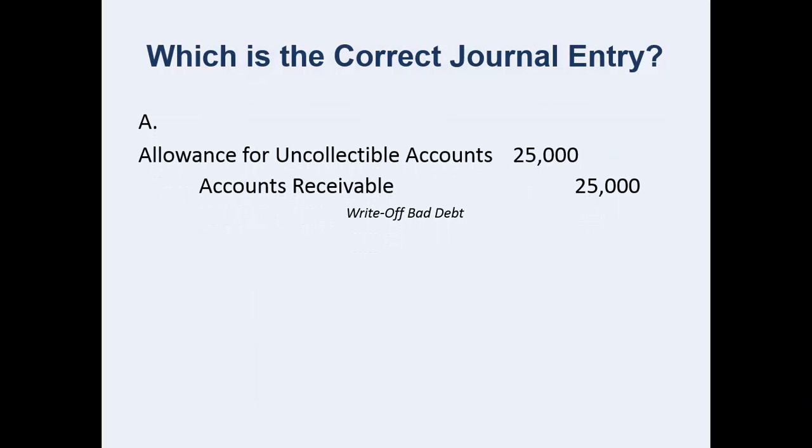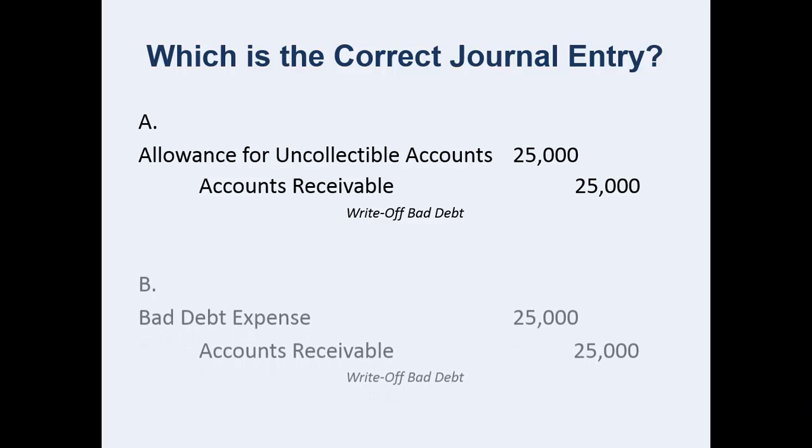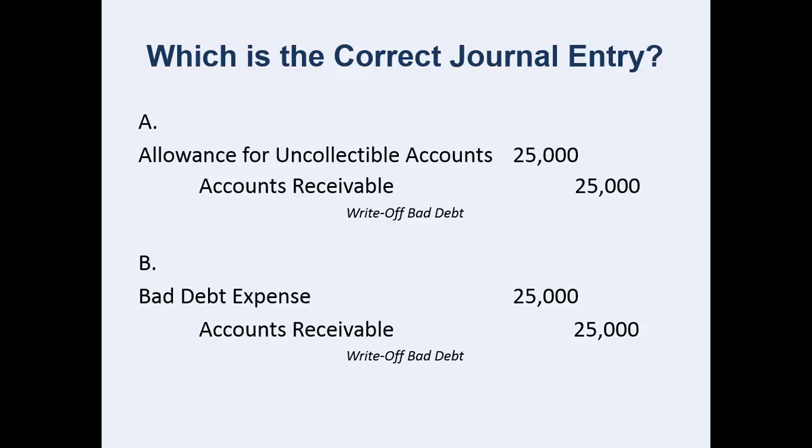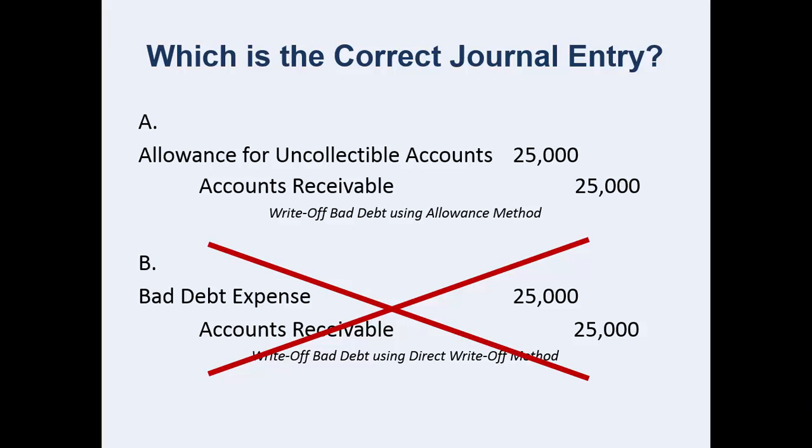So tell me, which is the incorrect journal entry? Is it the allowance for uncollectible accounts and accounts receivable, or would I record bad debt expense and accounts receivable? And of course, the first method, A, that's how your journal entry should look, using the allowance method. As you can see, the one below, that is incorrect for this scenario, but it would have been correct had you been using the direct write-off method.